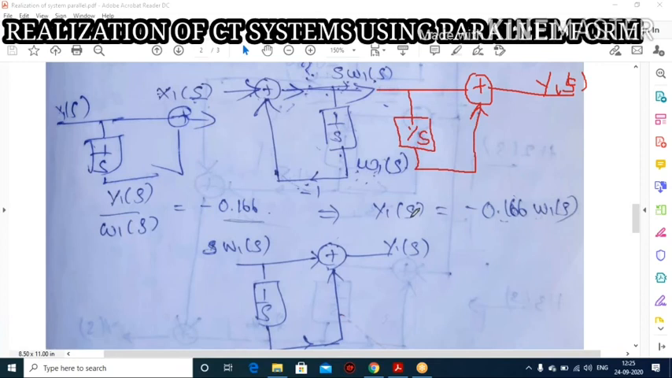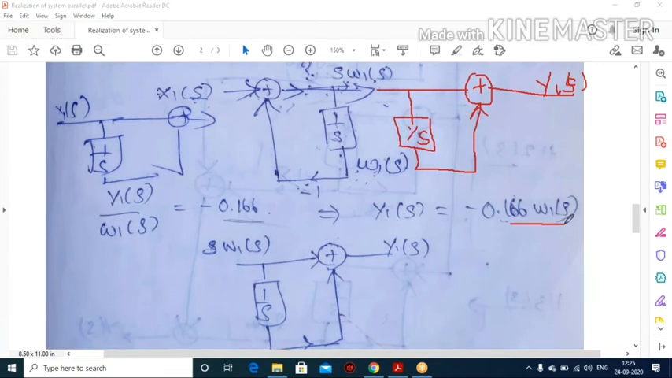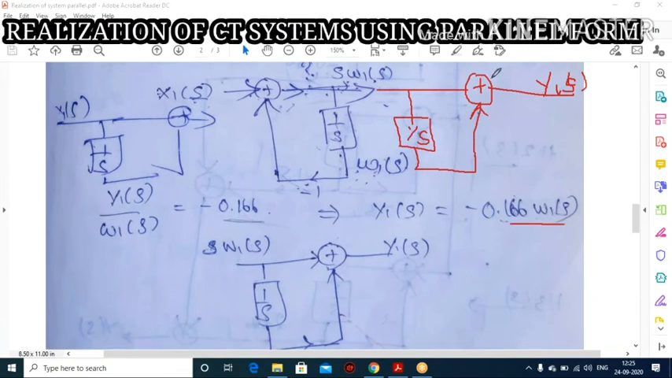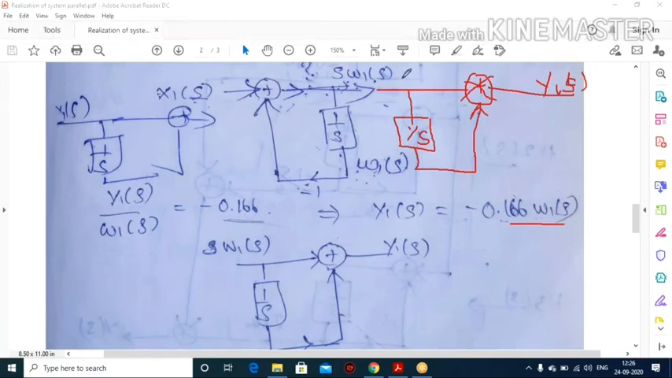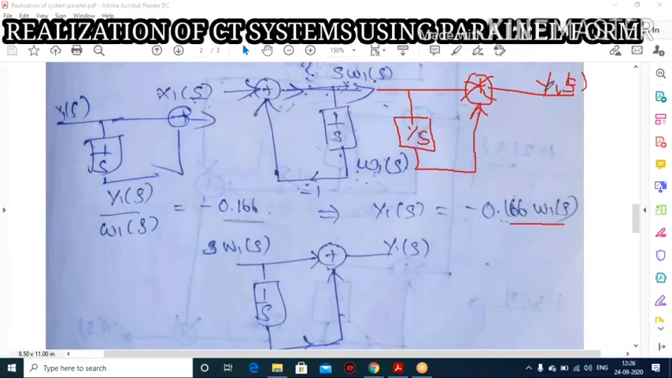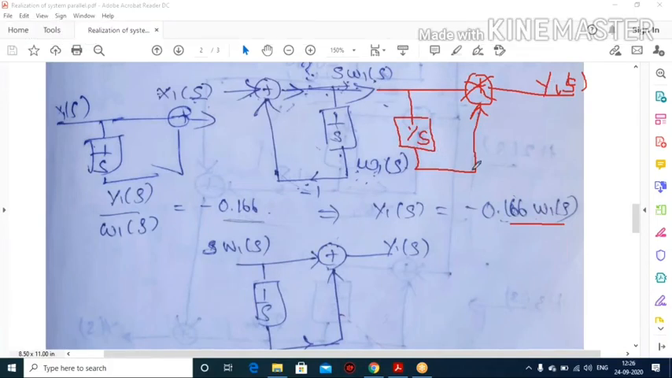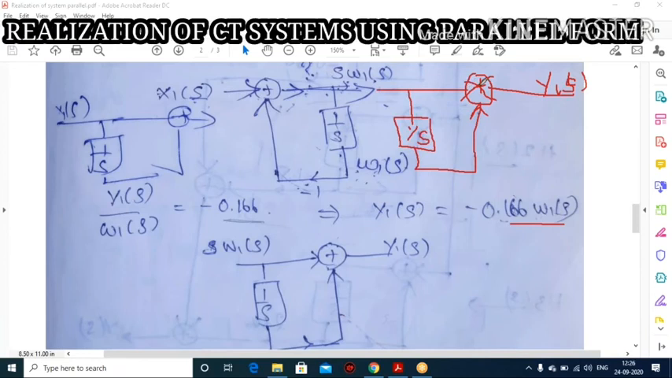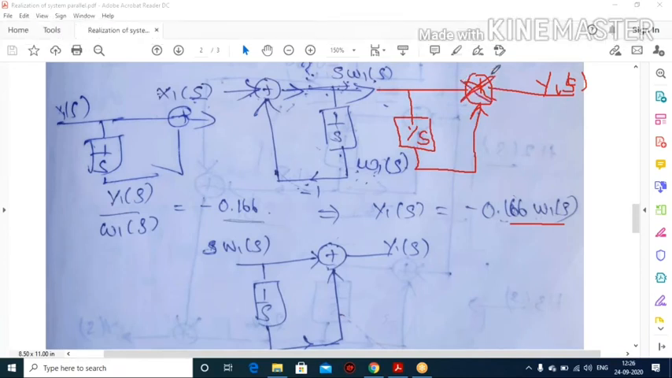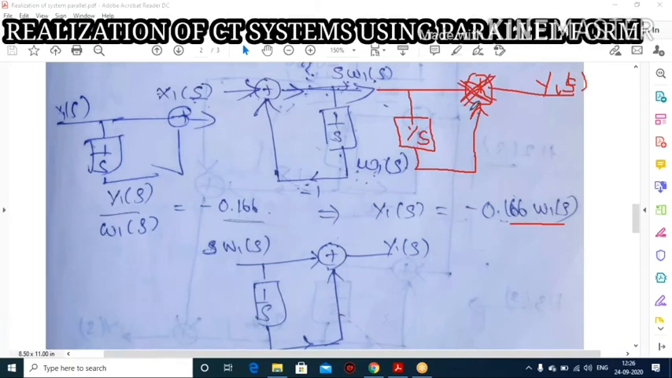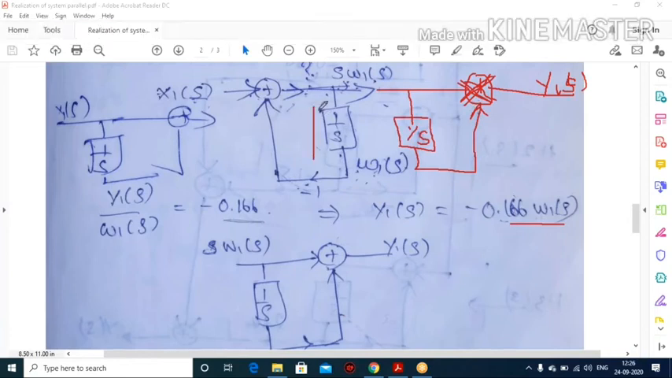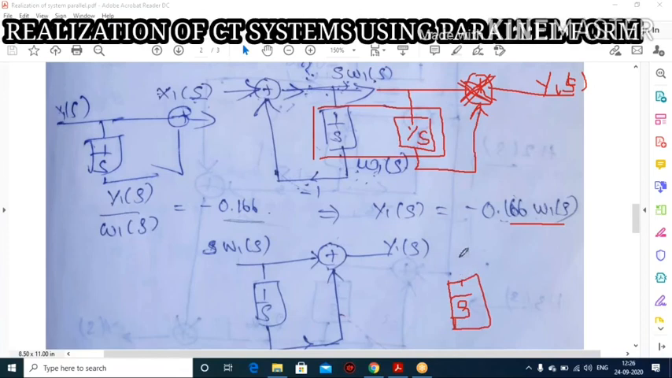Because Y1 of S is equal to minus 0.166 W1 of S. But in this portion, there is no need to put the adder block, because Y1 of S means this portion directly applies to the Y1 of S line. So here there is no need to connect adder blocks. You just combine these two blocks. So instead of these two 1 by S, connecting one 1 by S is enough. So finally I draw here 1 by S.